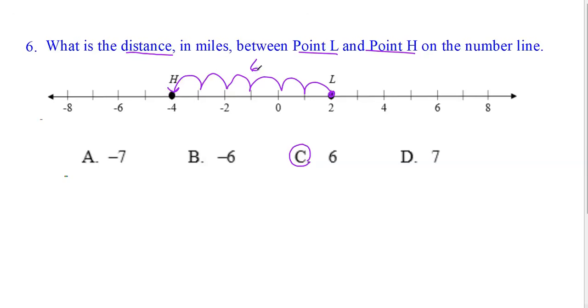So 6 miles. Again, if you walk to the left, it's positive. If you walk to the right, it's positive. If you walk backwards, it's positive. If you walk forward, it's positive in terms of distance. Let's move to the next question.